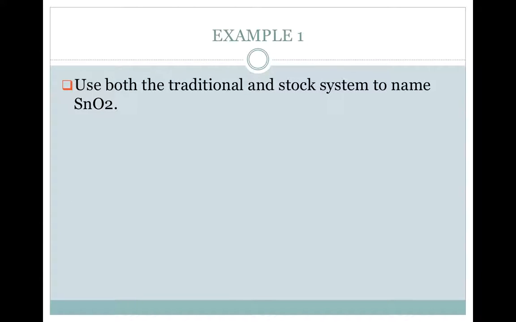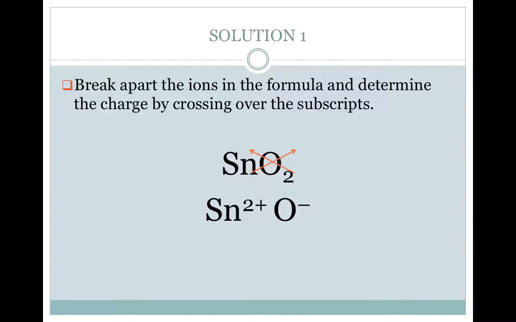So we're going to try this first example. We want to use both the traditional and stock system to name SnO2. The first thing that we're going to do is break apart SnO2. We're going to do reverse crisscross. You can see the arrows. I'm going to bring the 2, and that's now going to become the charge of the cation. The cation is always the first element, so tin's charge is +2. When I do reverse crisscross for oxygen, I get oxygen to have a charge of -1.